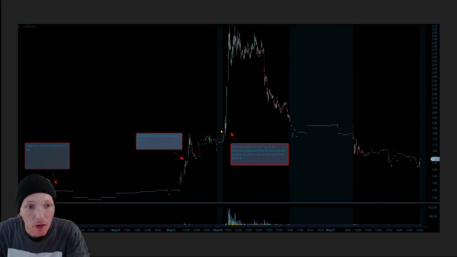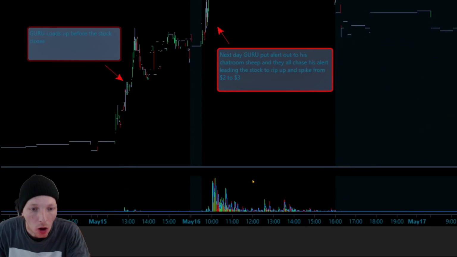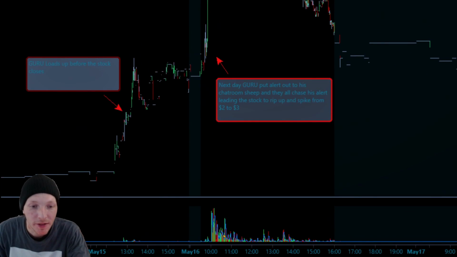But then he loads up the day before. This blue line separating the two black ones is separating the trading days. So we've got the guru loading up here, and then the next day, the guru put an alert out to his chat room sheep, and they all chased his alert, leading the stock to rip up and spike from $2 to $3. And look at all of this volume attacking this stock.